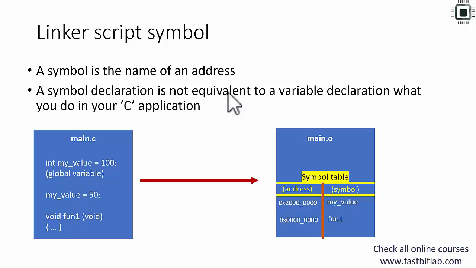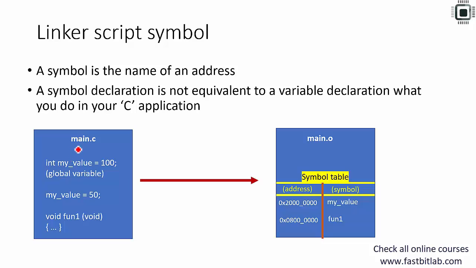What exactly is a symbol? A symbol is the name of an address or memory location. A symbol declaration is not equivalent to a variable declaration, what you do in your C application. For example, consider a C program, let's say main.c, and let's say you have this statement. What is this? This is a variable definition. Here, your goal is to store a value 100 into some memory location. Basically, this is a global variable. If it is a global variable, then it will go into the data memory, but you don't know the location.